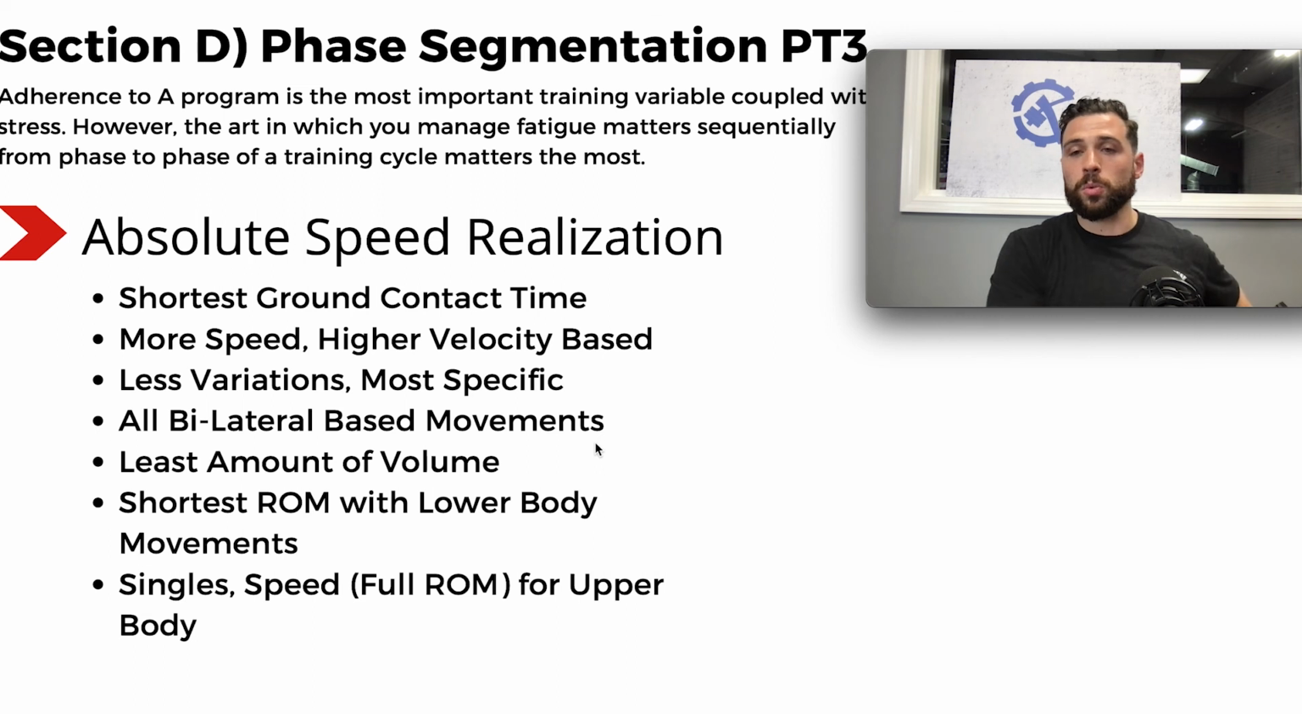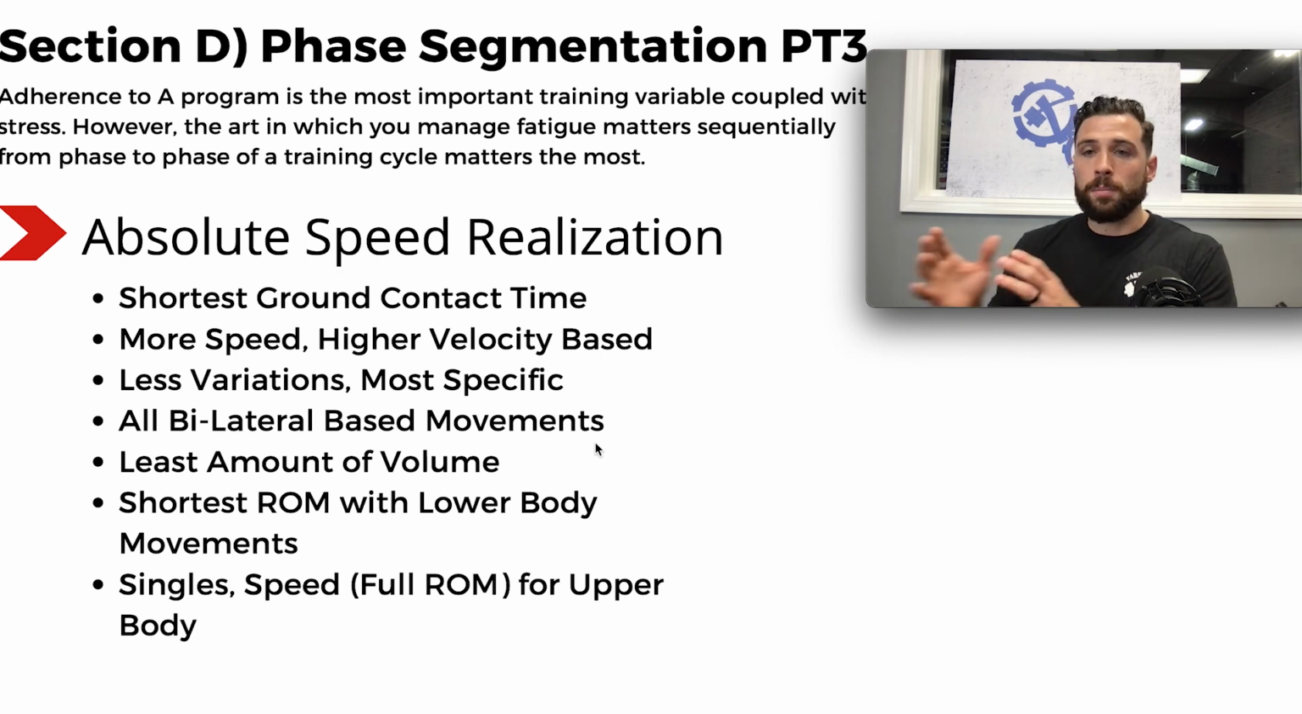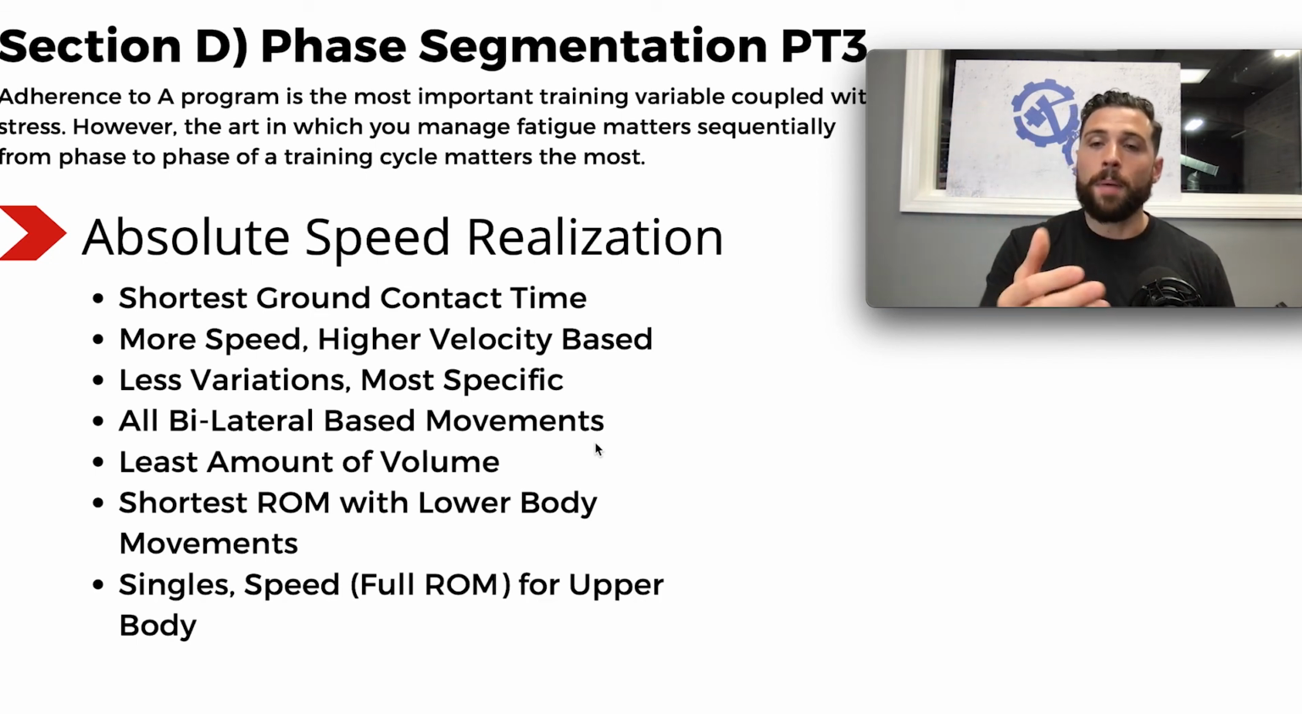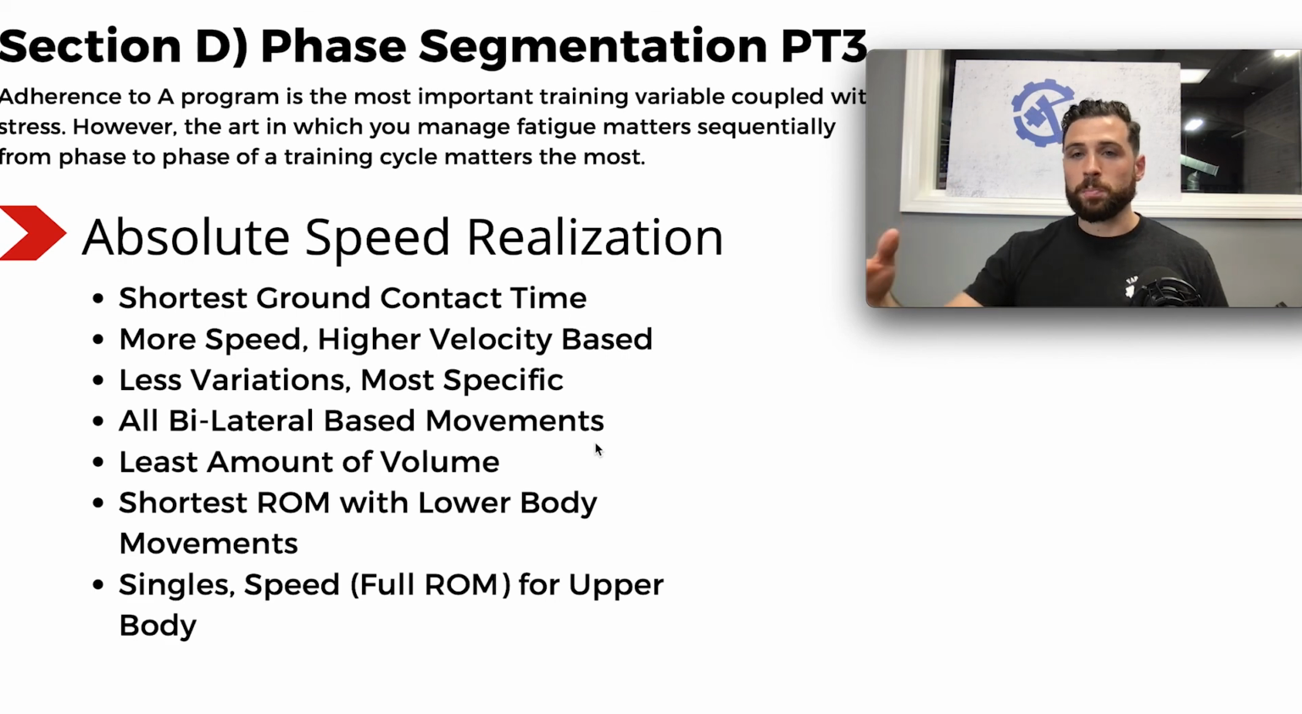Lastly, for range of motion with our lower body, we're experiencing the less range of motion because we want to overload that position. The athletes are going to be able to use the most weight with the shortest ranges of motion, but that's designed intentionally to help with total output, to help the body prep for the forces experienced at max velocity and top speed. So here are the key points here for our absolute speed realization.